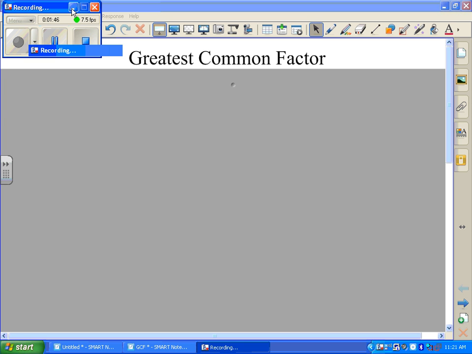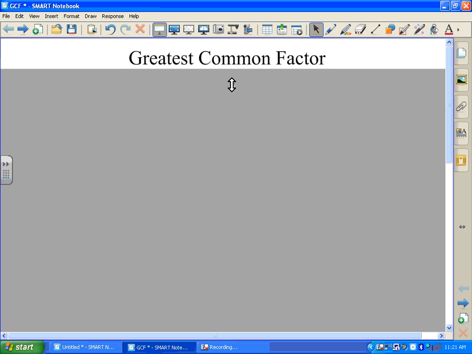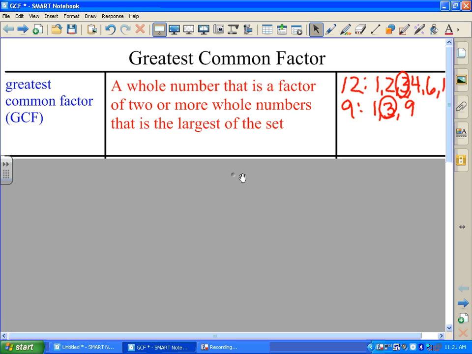Okay, so really good work on greatest common factor, you guys. As we explored it, the definition of greatest common factor is a whole number that is a factor of 2 or more whole numbers that is the largest of the set. This is in your notes. Write this down just like you see it.